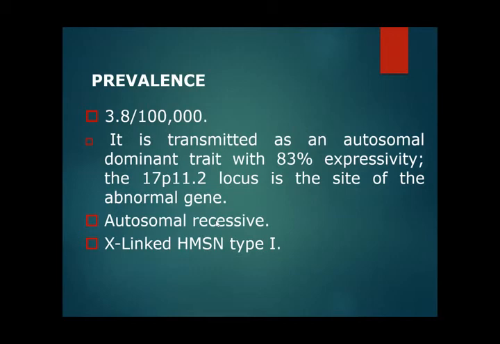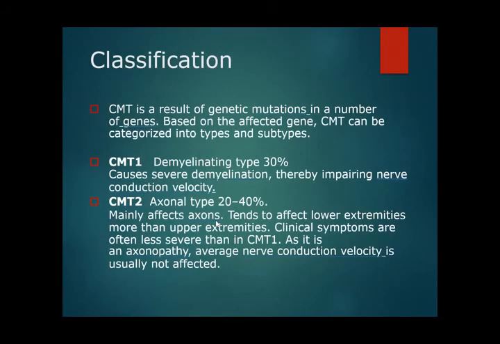HMSN type 1 is the demyelinating type, and it causes severe demyelination, thereby impairing the nerve conduction velocity. And HMSN type 2, that is hereditary motor and sensory neuropathy type 2, is axonal. It mainly affects the axons. It tends to affect the lower extremities more than the upper extremities. Clinical symptoms are often less severe than in HMSN 1. As it is an axonopathy, the average nerve conduction velocity is usually not affected, but the compound muscle action potential amplitudes are reduced, while in type 1, the conduction velocity is reduced.